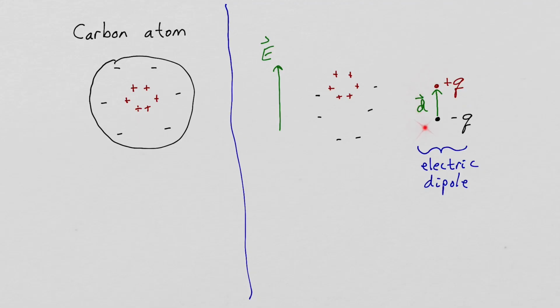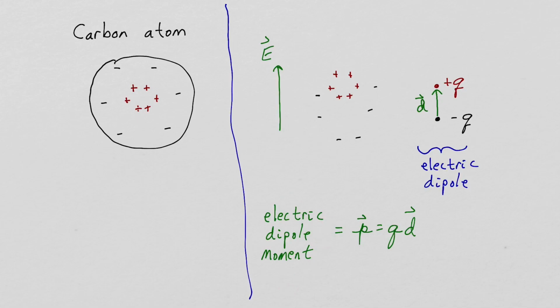This configuration is referred to as an electric dipole. We will define the electric dipole moment as the plus charge times the vector pointing from the minus to the plus charge, and the symbol we use for the electric dipole moment is this lowercase script p. So it is a vector, and its units are coulombs times meters.